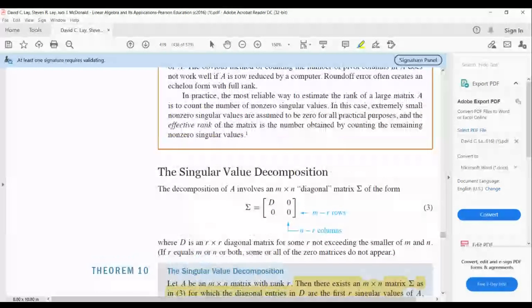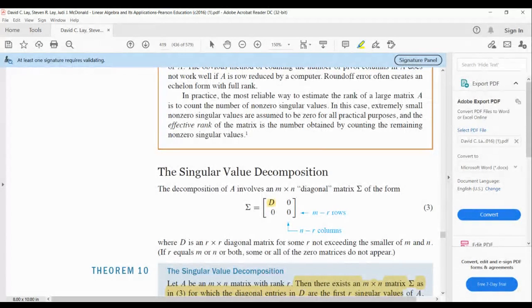Okay, so you see here, this matrix sigma, the way you construct it is you have a D matrix on the top left-hand corner here. Maybe I can, here's the D matrix on the top left-hand corner.